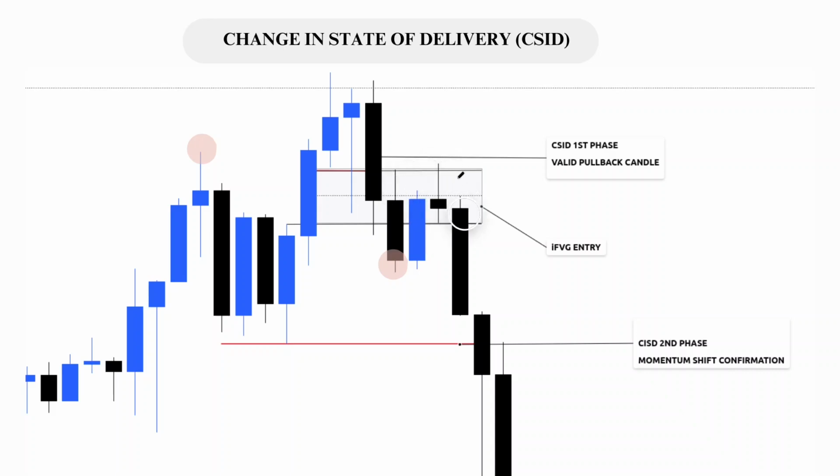When this area becomes our inverse fair value gap, we will wait to take our entry on the next candle closure. I don't normally take my entry when I'm seeing a candle inside this range. I normally take my entry when I'm sure that I have a closure. So you can switch to your lower time frame to find your entry from that point. This is the first phase of change in state of delivery. We have this candle pullback and we see the trend continue from there.